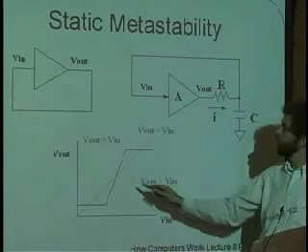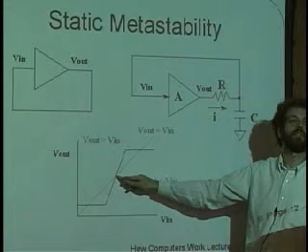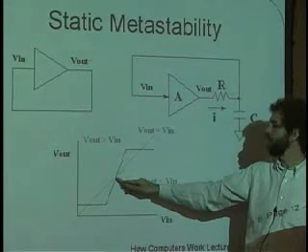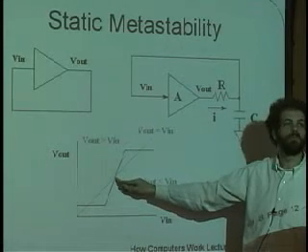But notice that the curve also crosses in this third place right here. And this is what's called the metastable location. And here's what goes on here. Right here in the middle, V out equals V in.